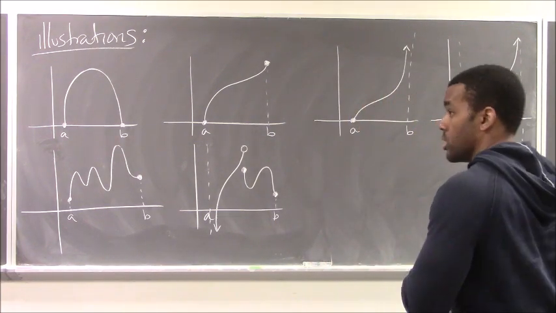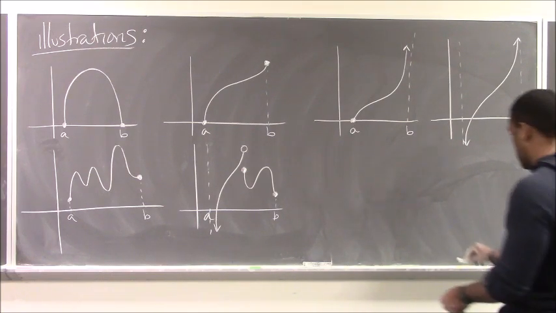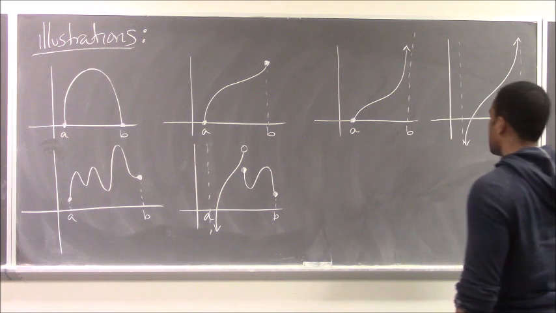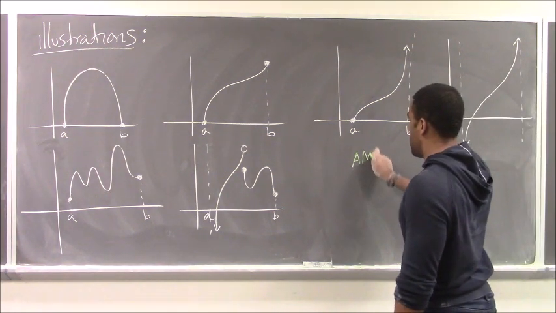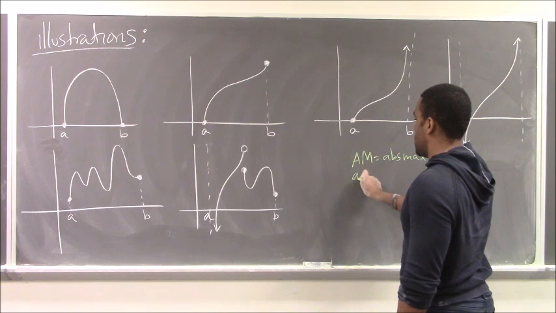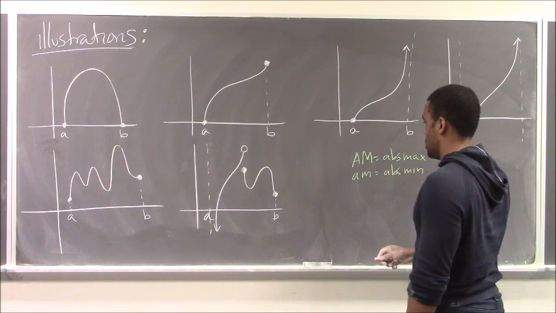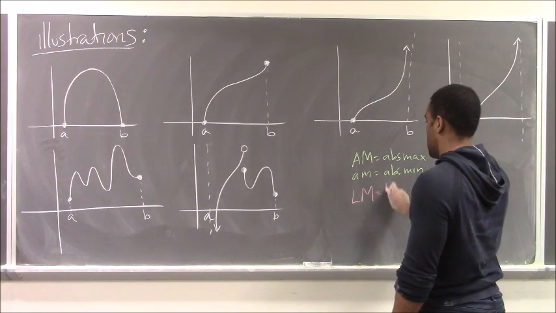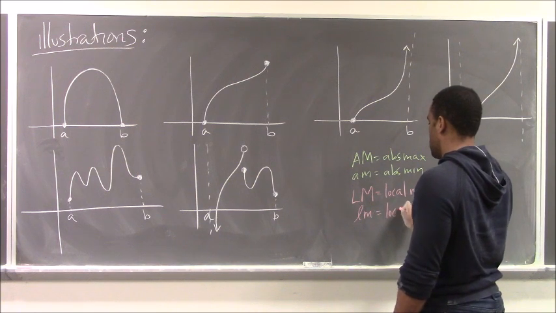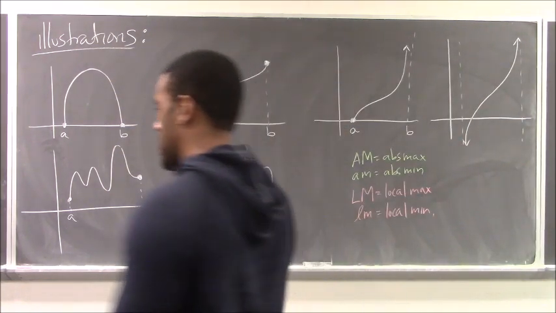I think that's all the examples we want to do. So here's how we're going to do it. Let's give a key here. Let's say AM is absolute max, little am is absolute min, LM is local max, and little lm is local min. We're going to go through these graphs and pick out all these points.